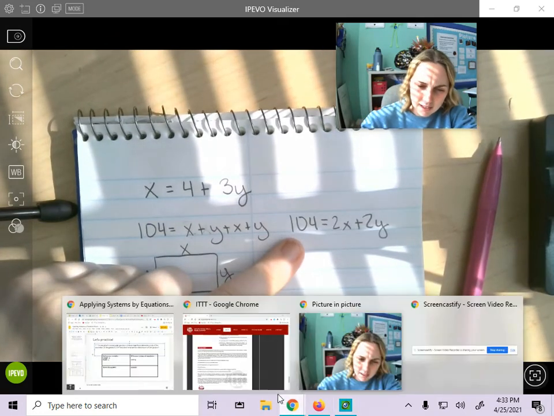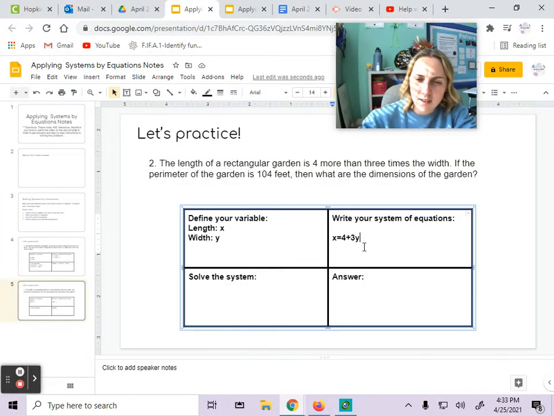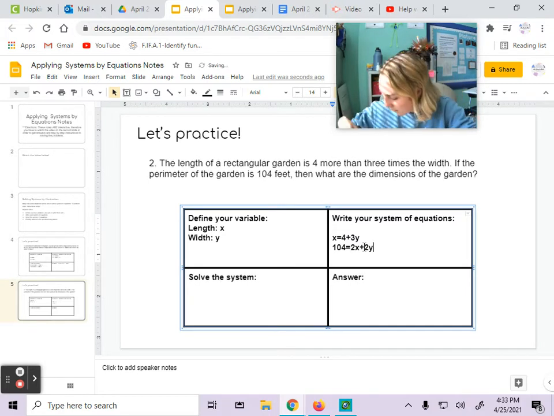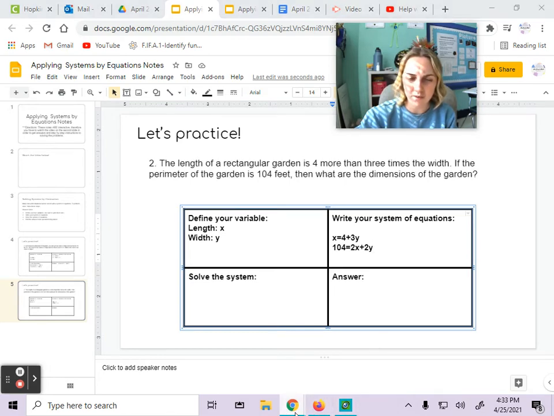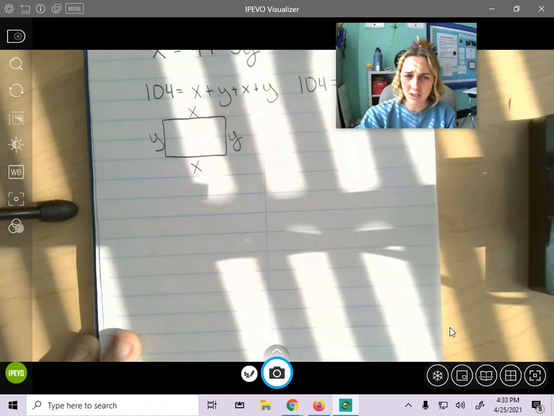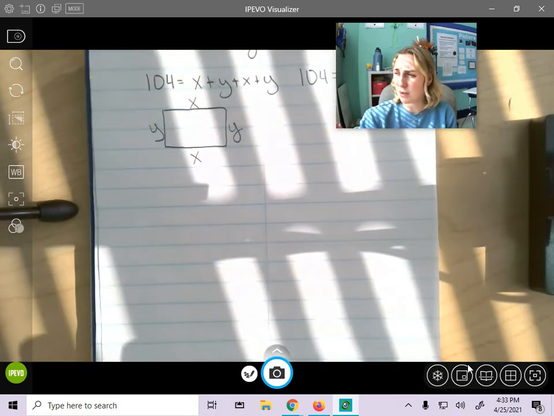So I'm going to write out this one real quick on here. My perimeter is 104, and perimeter is 2 lengths plus 2 widths. All right. So now that I have my systems of equations, I can go ahead and solve. Again, this is one of the problems that would probably be the easiest to solve by substitution. So that's what I'm going to use.